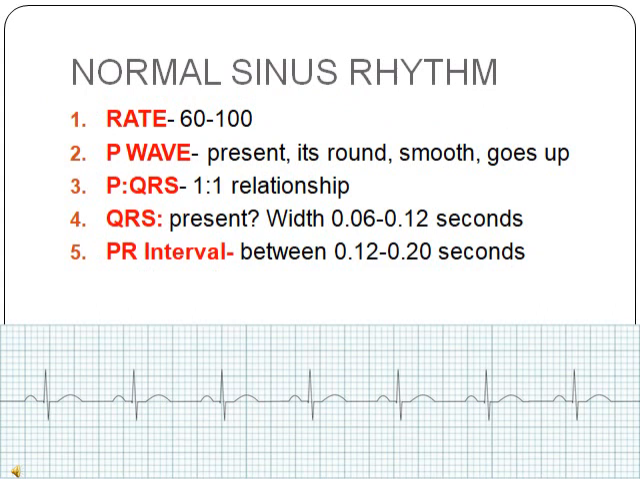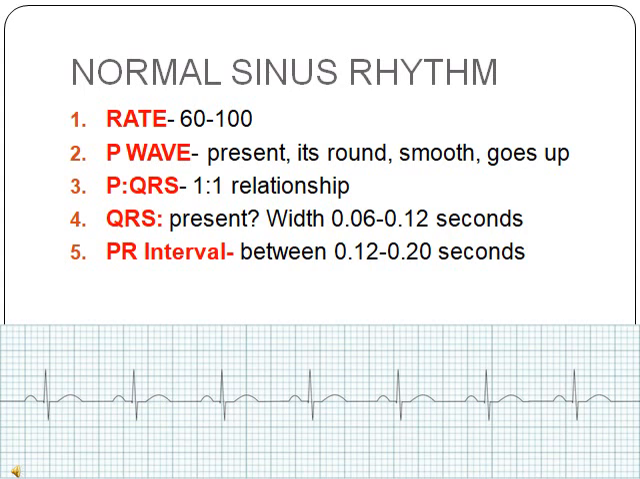Before we start talking about different dysrhythmias, we have to know our baseline, so a normal sinus rhythm. So we're going to go through the 5 questions. Rate. So look at the R waves. 1, 2, 3, 4, 5, 6, 7. So there's 7 of them. 7 times 10 is 70. A normal sinus rate is between 60 and 100. So this is a normal sinus rate.